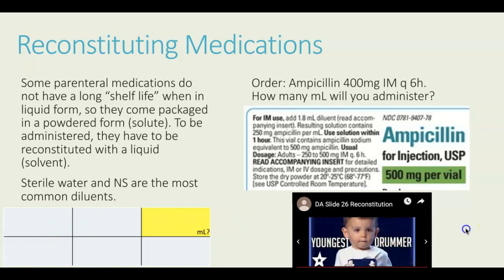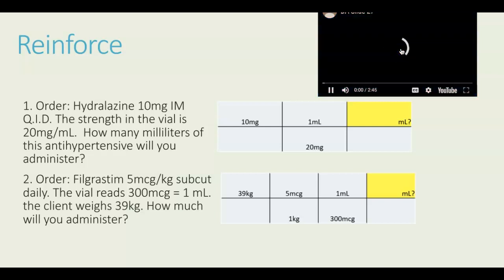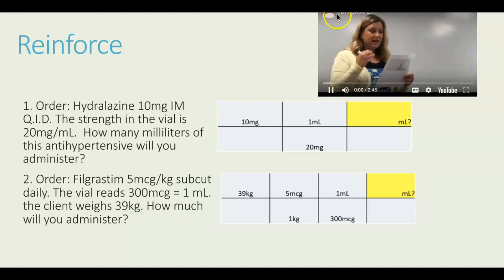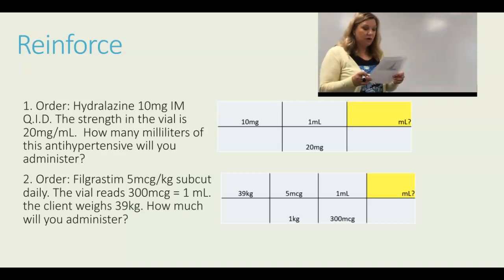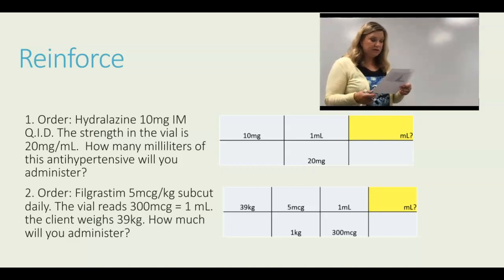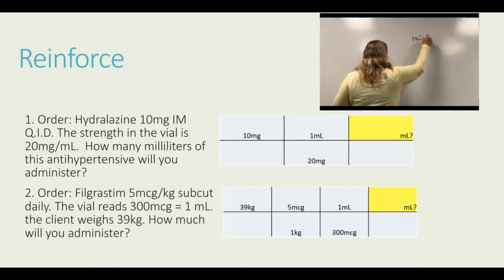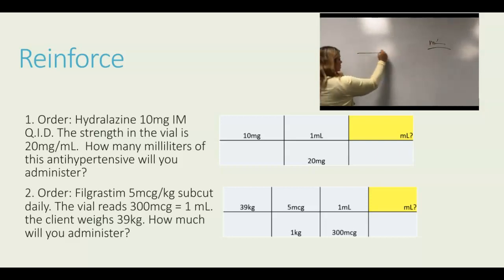All right, moving along. We're just going to do a little reinforcement with our dimensional analysis. Slide 27. All right, order is for hydralazine 10 milligrams, IM QID. The strength in the vial is 20 milligrams per milliliter. How many milliliters of this antihypertensive will you administer? So again, we're solving for volume, which is going to be the milliliters. So let's put that in our little answer area, and let's build our problem.